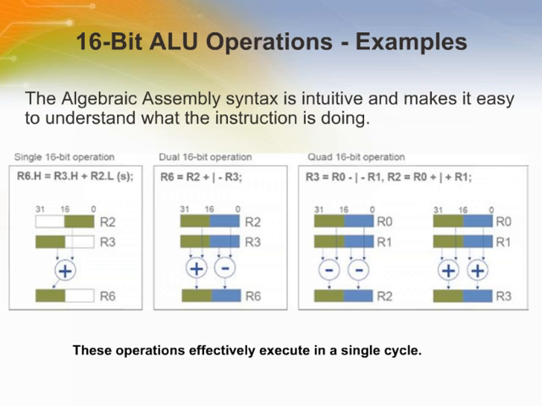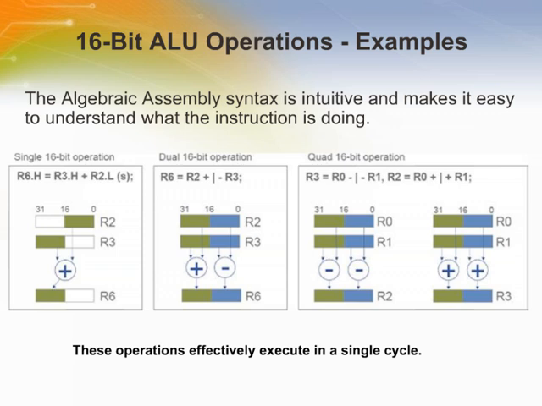The next example is a dual 16-bit operation, R6 = R2 +|- R3. The first step is to read R2 and R3 as a pair of 16-bit values, and the plus-minus operator in between says it's a dual 16-bit operation. Next is to take the lower half of R3, subtracting it from the lower half of R2, with the result going to the lower half of R6. In addition, the operation is to take the upper half of R3, add it to the upper half of R2, and place the result in the upper half of R6. This effectively is a single cycle operation.